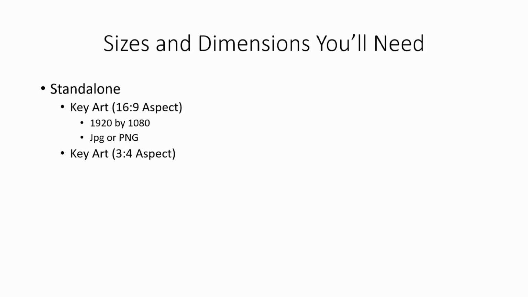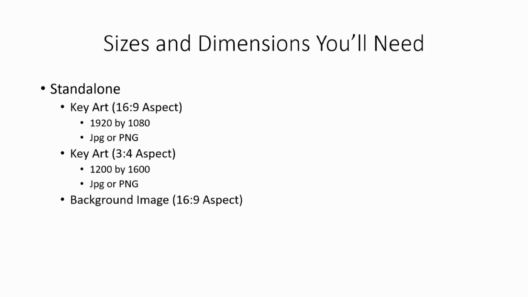Now, you'll also have another key art piece. This time, though, it'll be 3 by 4 aspect ratio, so not 4 by 3. That means then that the art will be 1200 by 1600. And again, you want to pay attention to that. It's a little different than the other size. That'll also need to be JPEG or PNG.